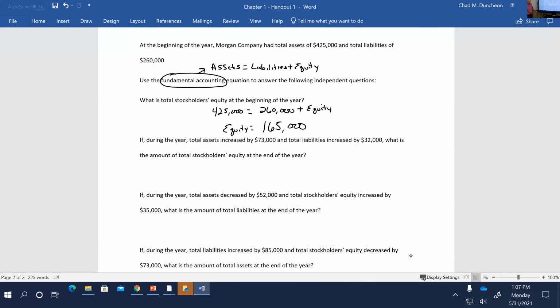Question 2: if during the year total assets increased by 73,000 and total liabilities increased by 32,000, what is the amount of stockholders' equity at the end of the year? If our assets increased by 73,000, we now have $498,000 in assets. Liabilities increased by 32,000, so now we have $292,000 in liabilities. We still must balance out here. In this case, our equity would equal 206,000.